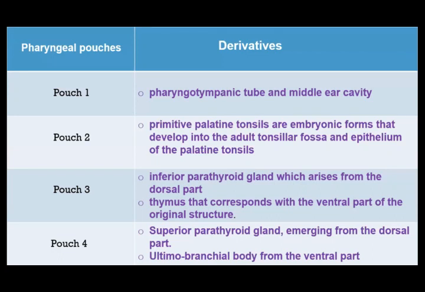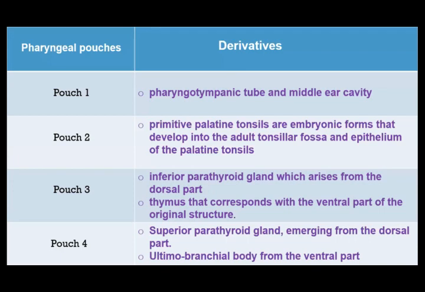So these are the two structures that develop from two different parts of the third pouch, the dorsal and ventral regions. Then there is pouch number 4, which is giving rise to the superior parathyroid gland that emerges from the dorsal part.